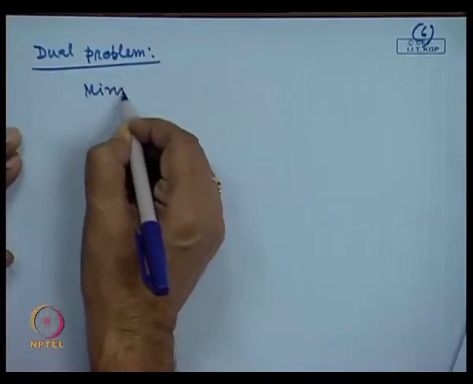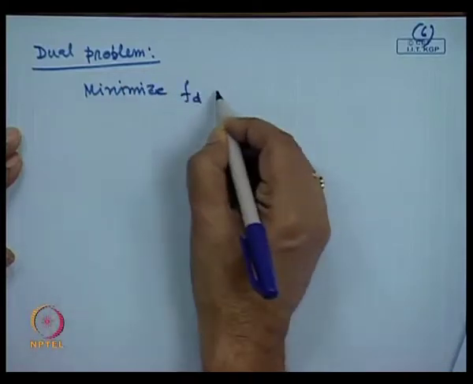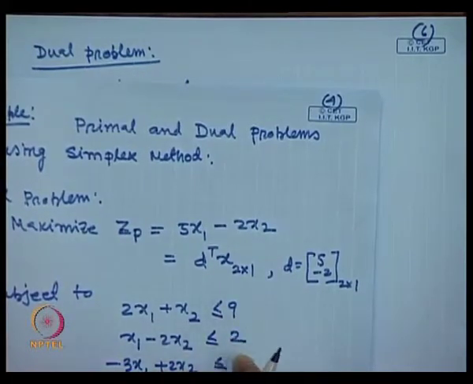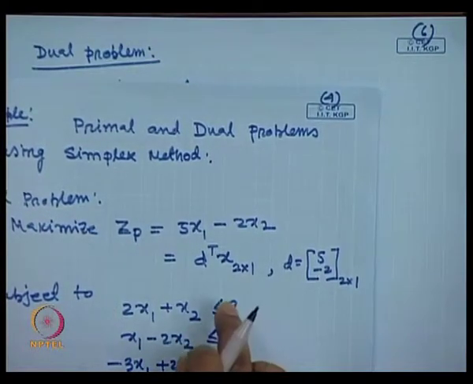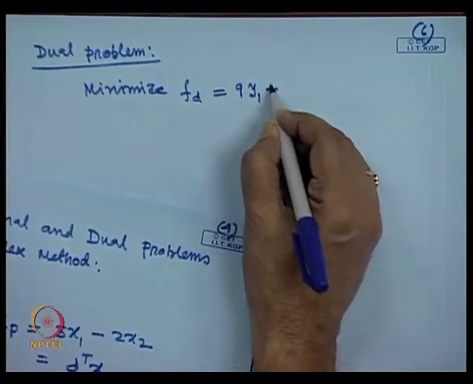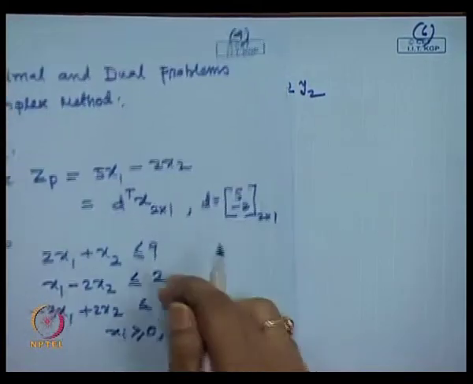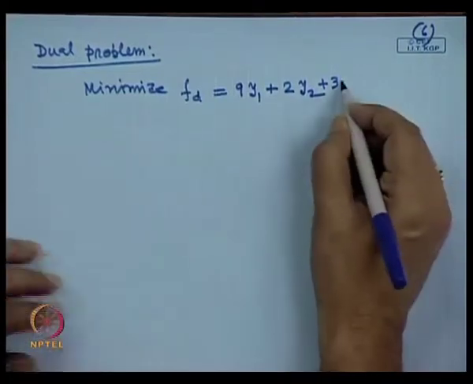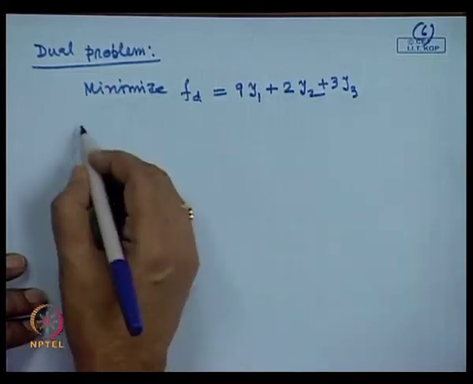minimize f of d is, say, 9 into x. There are three variables, three inequality constraints in the standard problem. 9 into y1, new variables, then 2 into y2, and 3 into y3. So, this is our objective function. The dual problem objective function is subject to.